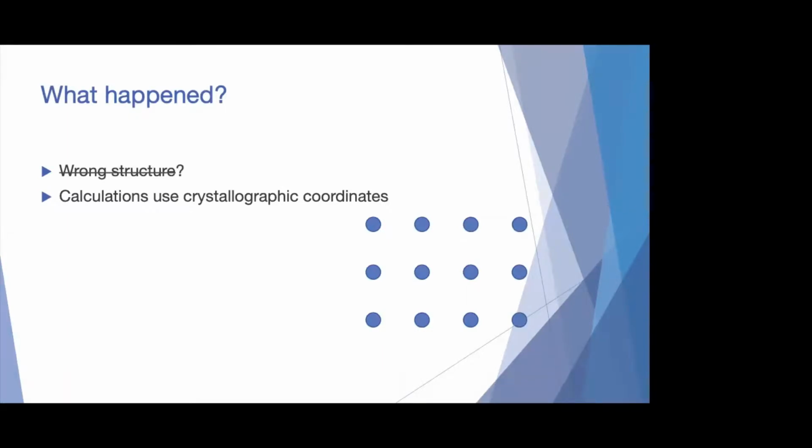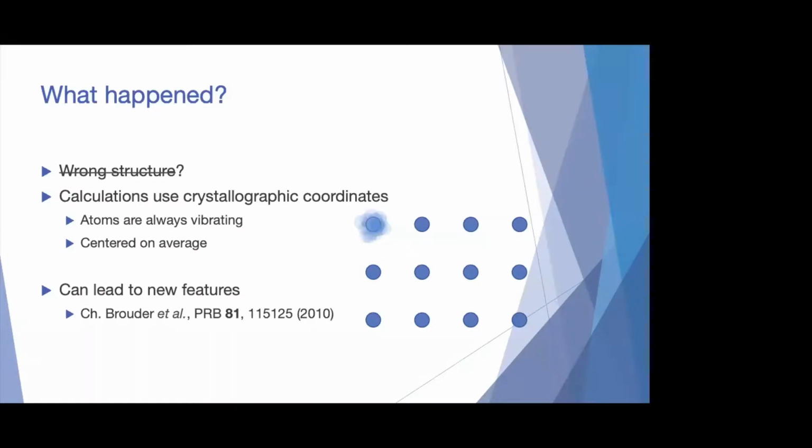What's actually going on is that for these types of calculations, we tend to use what you could call the crystallographic coordinates. So I've drawn atoms in this square lattice, and you see all the atoms are nicely arrayed in perfect order. But this isn't what happens in reality. In reality, the atoms are always moving around. They're always vibrating, with both thermal and zero-point motion, and it's only on average that they're centered on these positions.